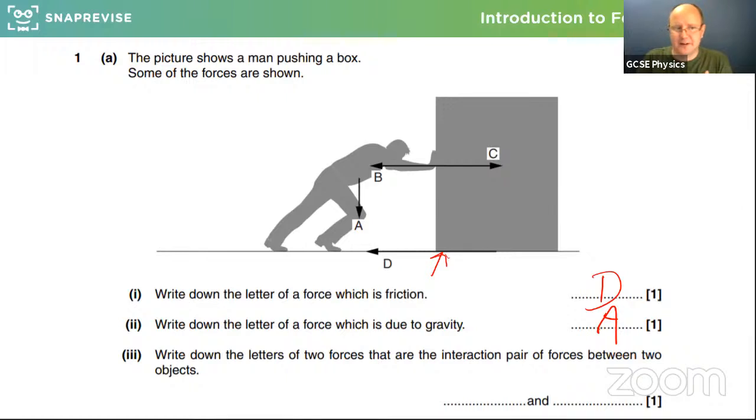So which two are going to be an interaction pair? It's going to be B and C, as Sia has said.